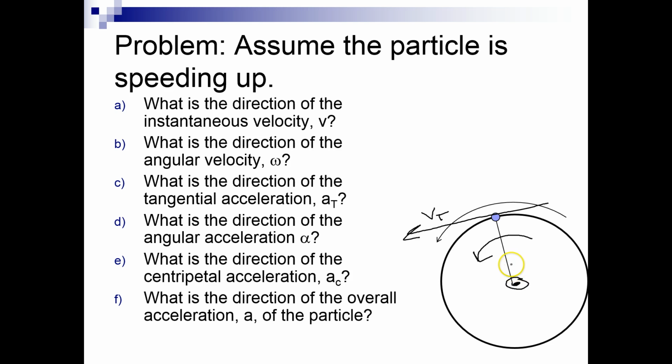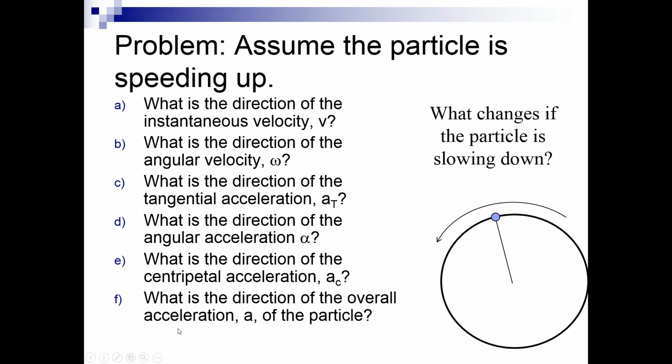What's the direction of the tangential acceleration? So tangential acceleration would be going in the same direction. What is the direction of the angular acceleration? And once again, it's the same direction as the speed because it's speeding up. The centripetal acceleration would be AC, and that's pointing towards the center of the circle. And the overall acceleration of the particle, we'll talk about a little bit later. It's not real difficult, but for right now, we just don't need it. And so we're going to get rid of all the ink on the slide here.